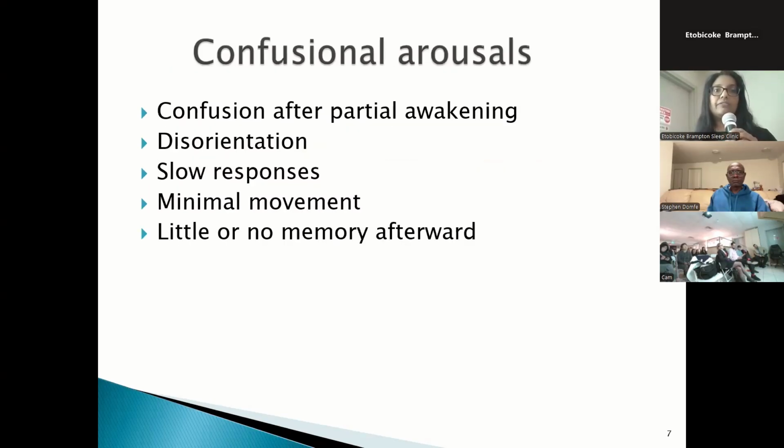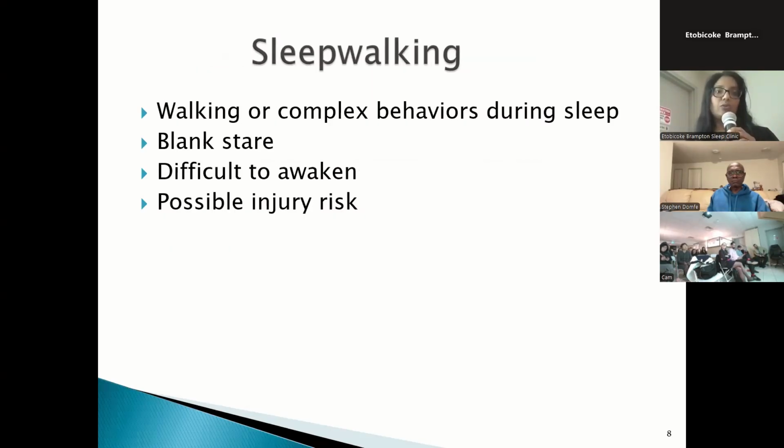Confusional arousals. What are the things we can see? Confusion after partial awakening, disorientation, slow responses, minimal movement, and little or no memory afterwards. When we see an arousal and the kid is not sleeping, we need to go into the room as a technologist and see. Try to talk to them, whether they are aware of why they are waking or whether they remember what happened. All those things we can ask.